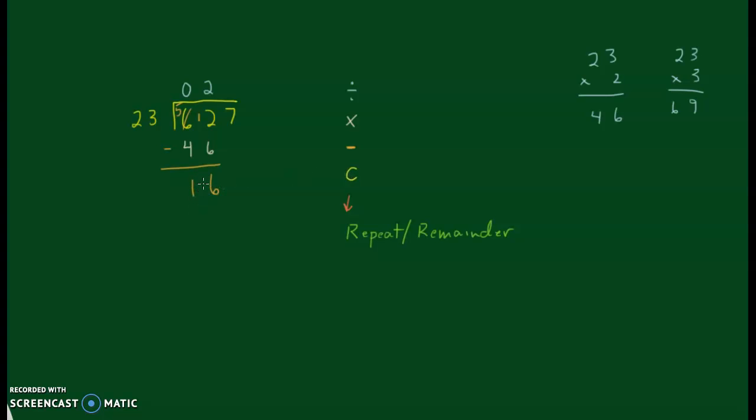Comparing, I just need to check to make sure this is less than my divisor, and it is. If it's bigger, that means I divided wrong, and I need to go back and check my division. So my next step then is to bring down the 7. Since I brought down, I'm going to repeat and go back through that whole process again.